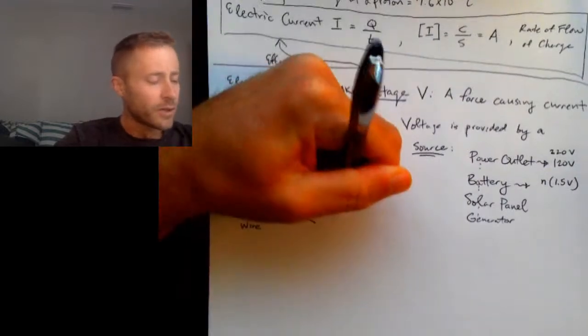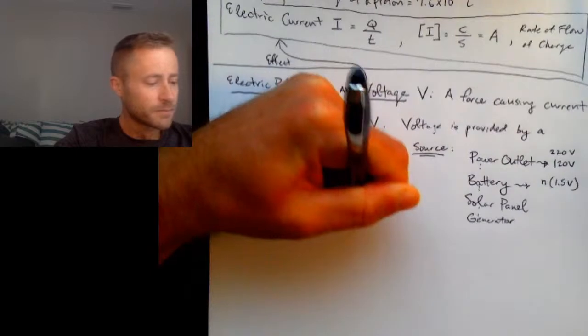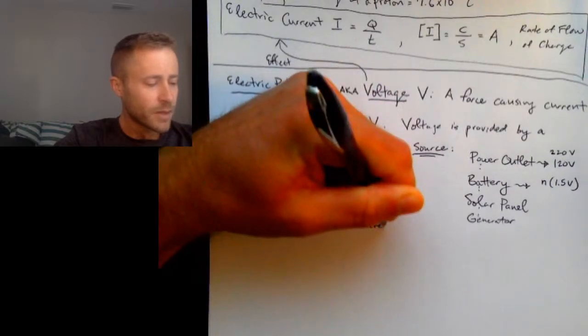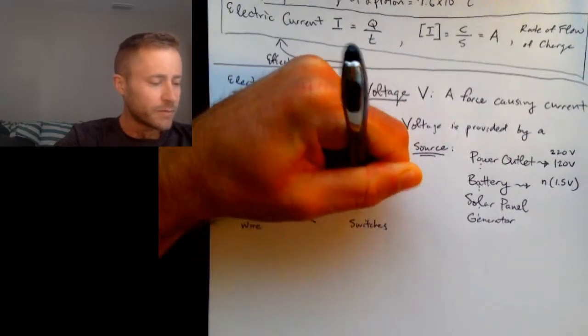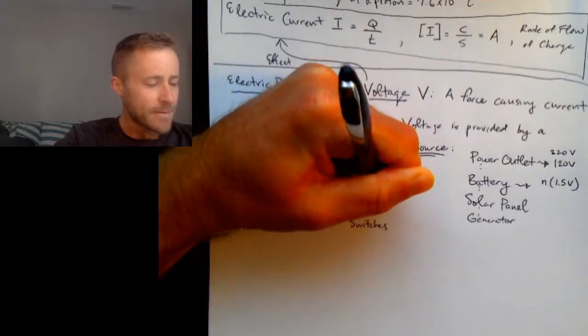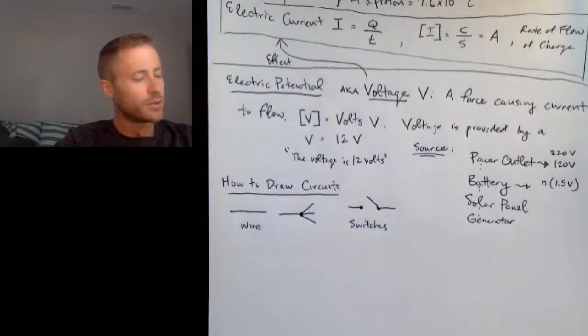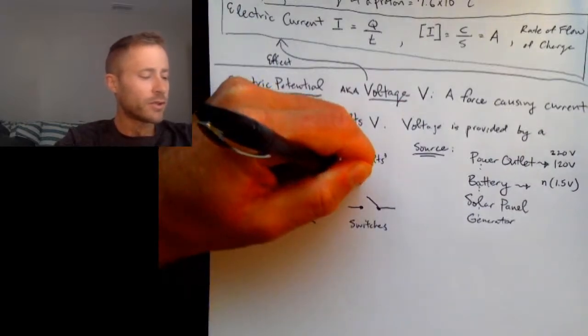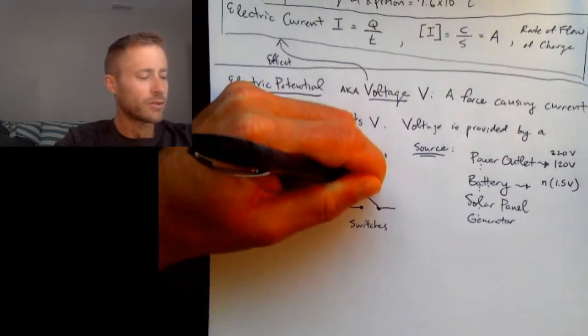You can have things like switches. So a switch looks like this. That's a switch in the open position. A switch in the closed position just looks like this.